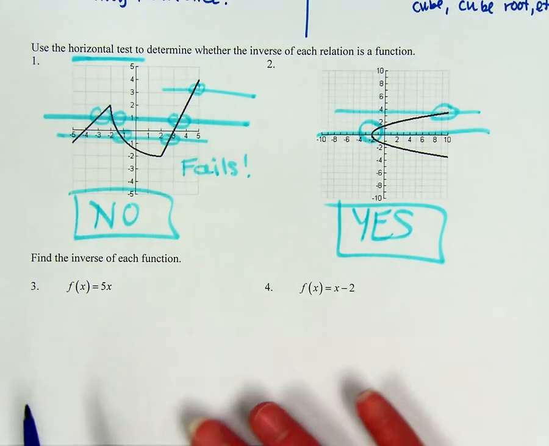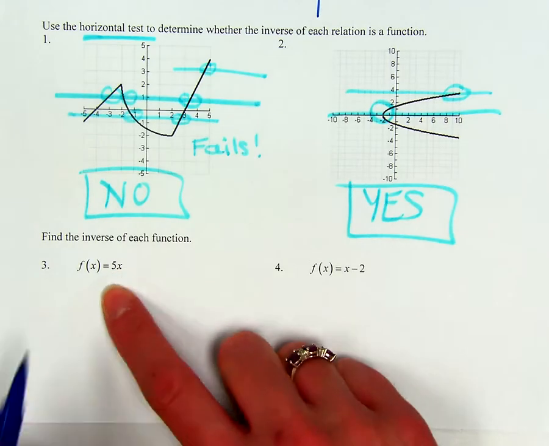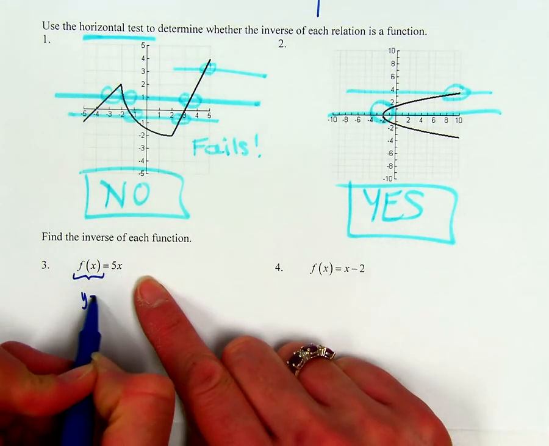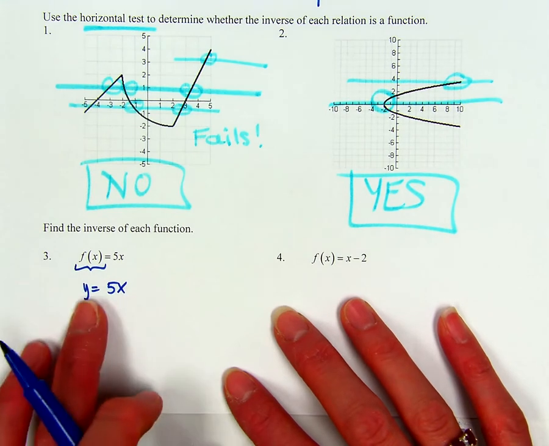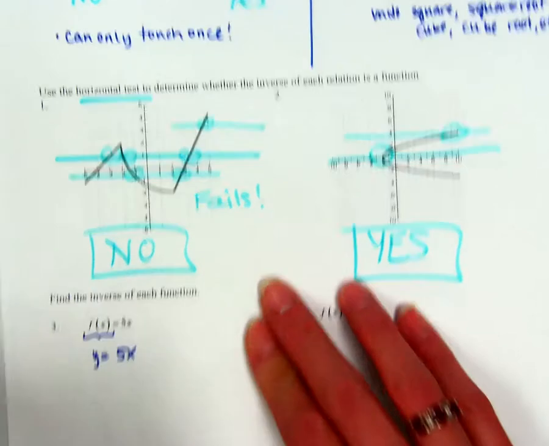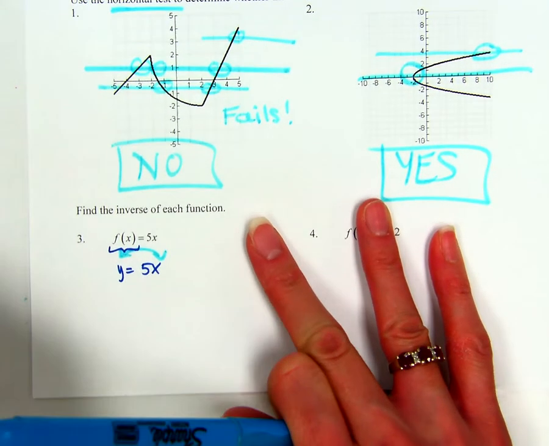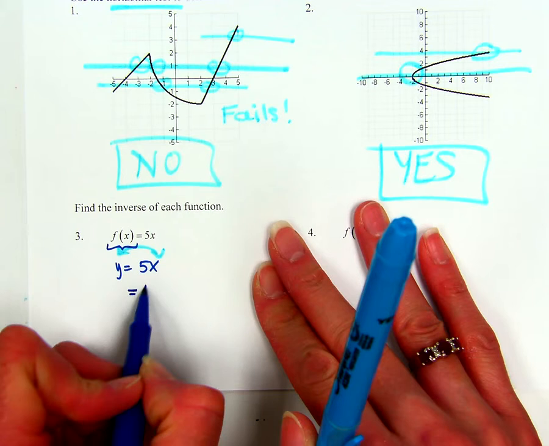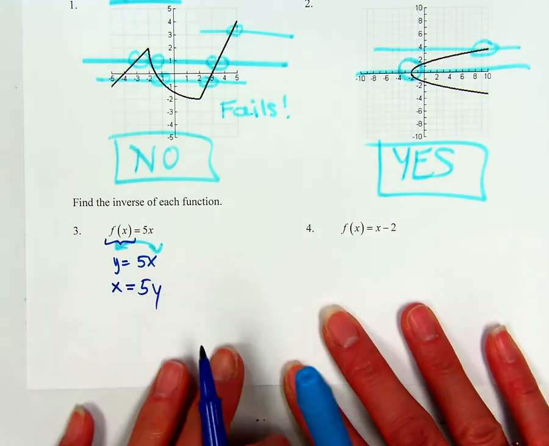Okay, so this says find the inverse of each function. So we want to switch x and y, right? Now I don't see a y, but this means y. So this is exactly the same thing as if I were to see y equals 5x. So first thing you're going to do is switch the variables x and y. But everything else stays the same. So the equals sign and the 5 are going to stay where they're at. You're just going to put x equals 5y.